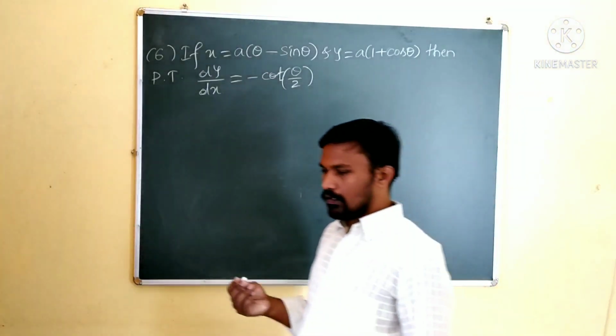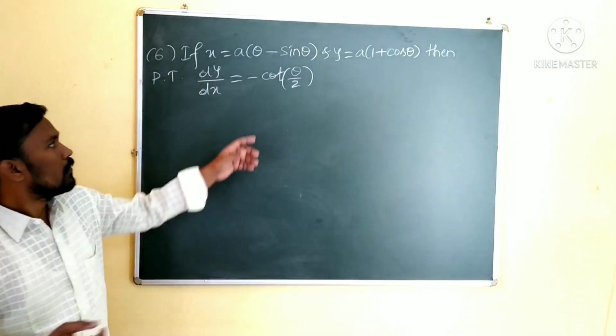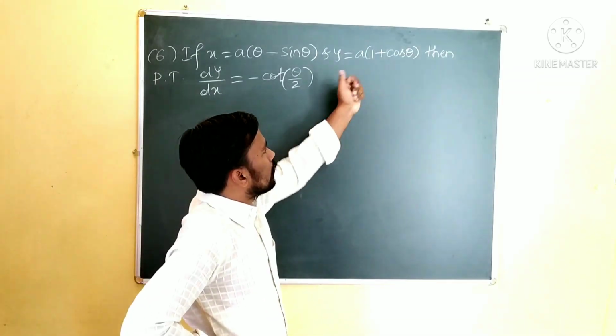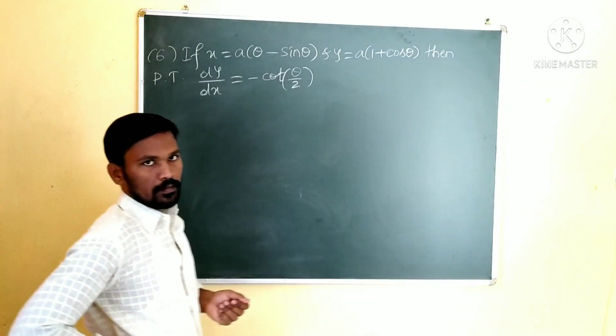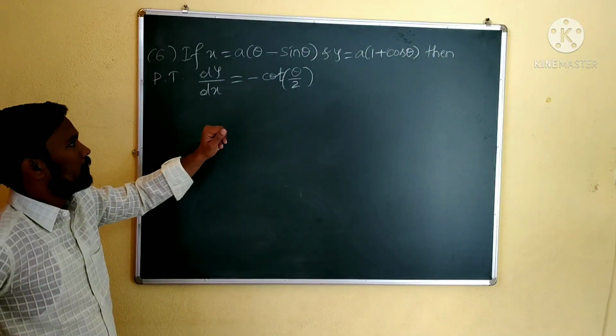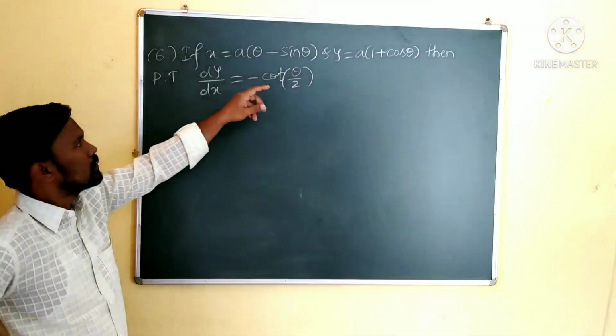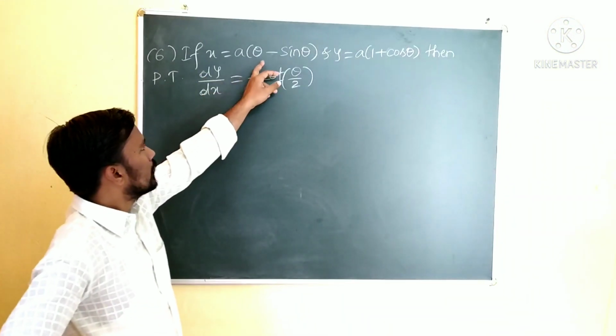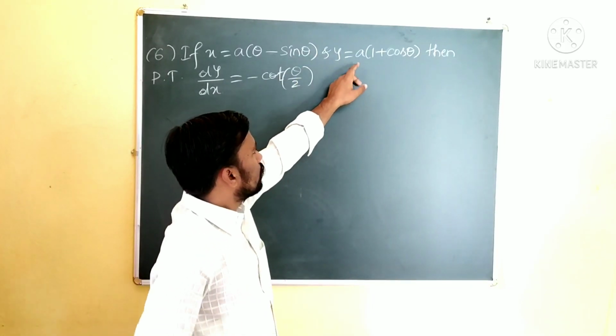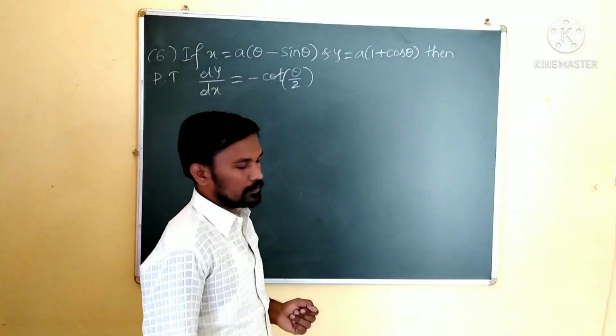So take the next question, number 6. If x is equal to a into theta minus sin theta and y is equal to a into 1 plus cos theta, then prove that dy by dx is equal to minus cot of theta by 2. Again, these two are parametric equations. x is equal to a into bracket theta minus sin theta, and y is equal to a into bracket 1 plus cos theta.